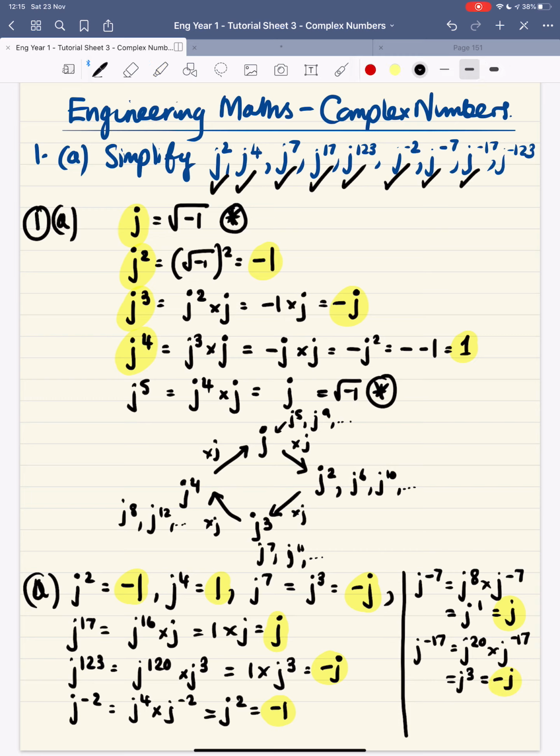I've got one more to do. Fit it in here. J to the minus 123. So that's going to be j to the 124 times j to the minus 123, because 124 is a multiple of 4, and j to every multiple of 4 is 1. So this is going to be j by itself. There are other ways of working it out, but this is the way that I've decided to do it today.